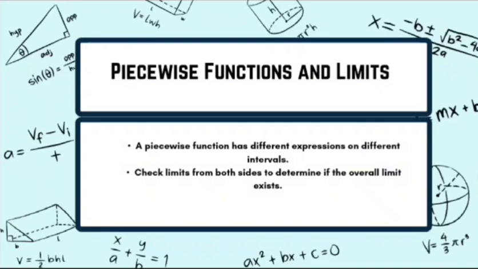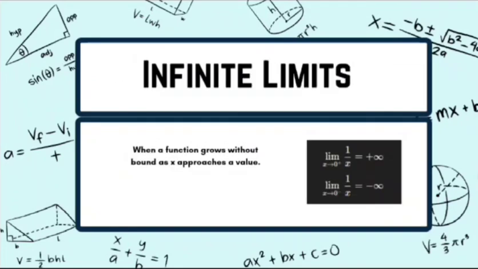What about functions that change their rule depending on x? Those are called piecewise functions. To find the limit at the place where the function switches, you need to check the left and right sides separately. Now let's talk about infinite limits. These happen when the function keeps growing larger or smaller without bound. And here are some examples, and these don't have a real number as the limit, but we can describe their behavior by saying the limit is infinite.